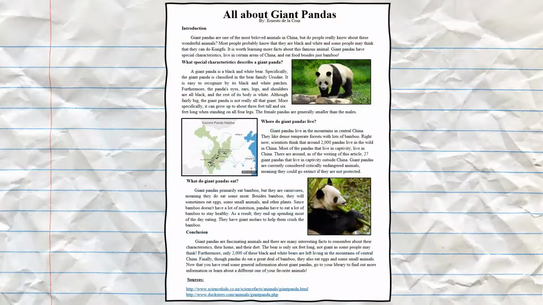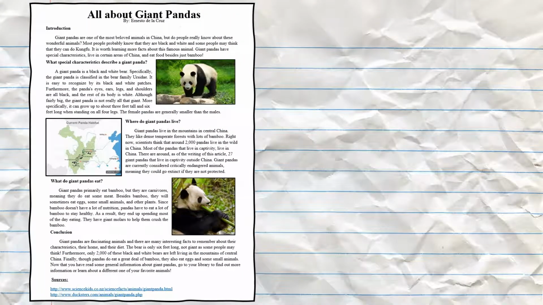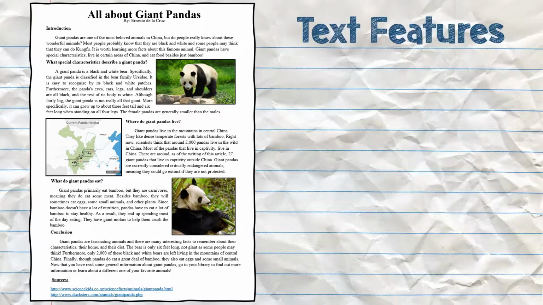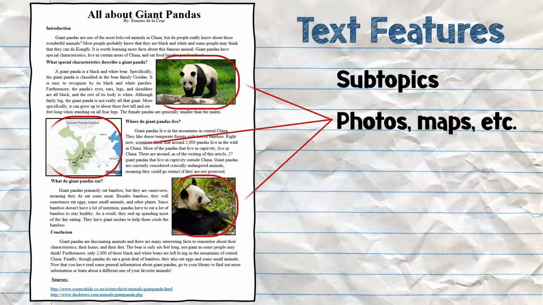Now let's look back at that giant pandas writing from earlier. Let's look at the text features that an informative writing has that other writings don't have. For example, subtopics. These 3 bolded topics, which are in the form of questions, are subtopics. Underneath each one of these topics, you'll find answers to the questions that are posed. These are called subtopics.